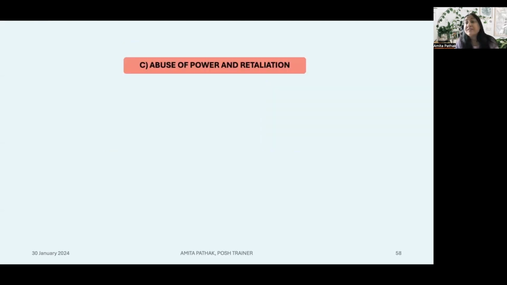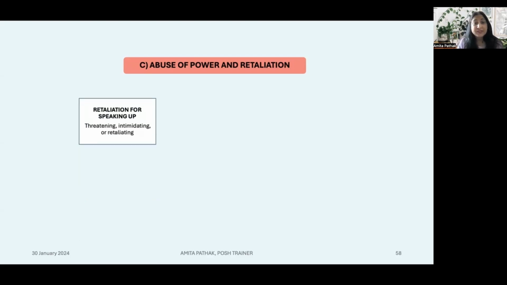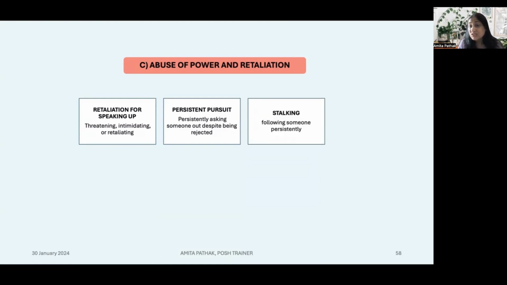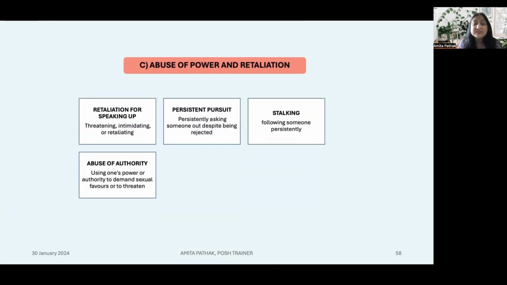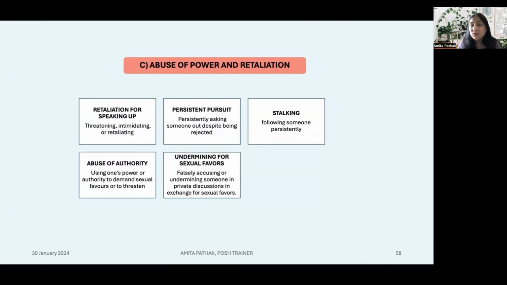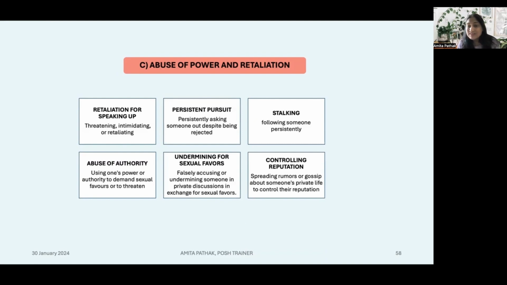Next comes abuse of power and retaliation, where the person is utilizing a power to retaliate. Retaliation for speaking up, threatening or intimidating someone. Persistent pursuit: persistently asking someone out despite being rejected. Stalking someone. Abuse of authority: using authority or one's power to demand sexual favors or to threaten. Undermining for sexual favors, falsely accusing someone in exchange for sexual favors. So these are the types of behavior that come under sexual harassment. Controlling someone's reputation, spreading rumors or gossiping, this also comes under sexual harassment.